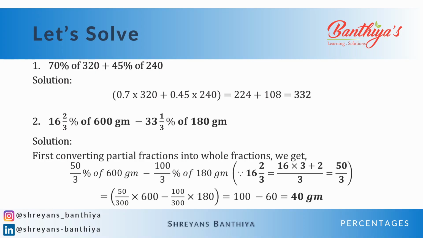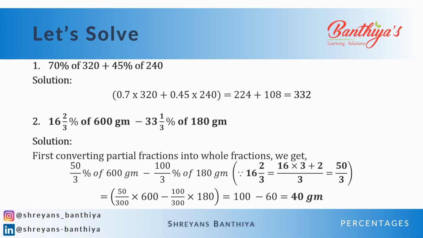In the first example, if you have observed, we have used 0.7, not 7 by 100, 70 by 100. But in this question, we have kept the ratios as they are and just multiplied 100 in the denominator. So as per the question, you need to take a decision and do accordingly. So 100 minus 60 equals 40 grams.